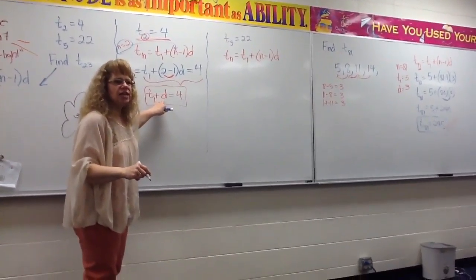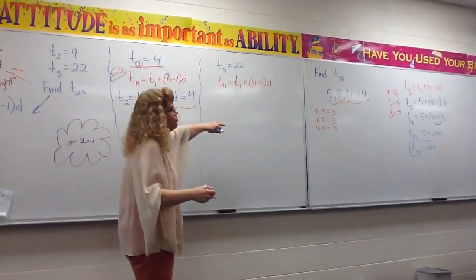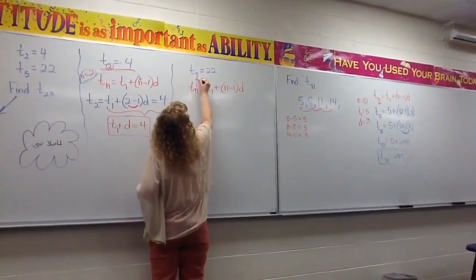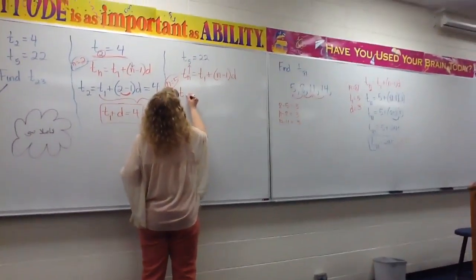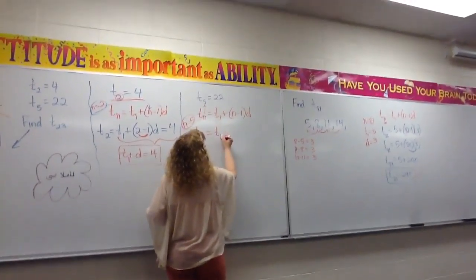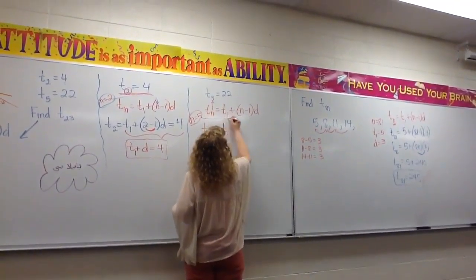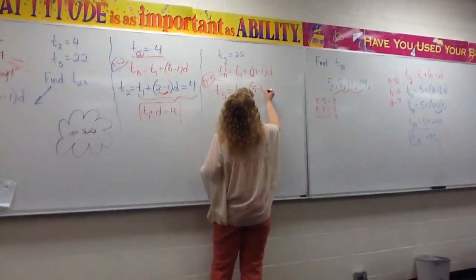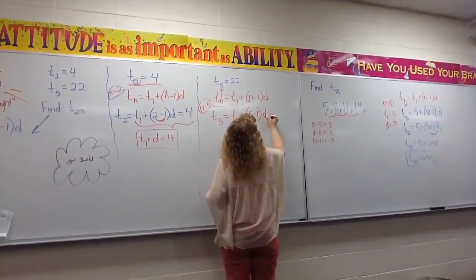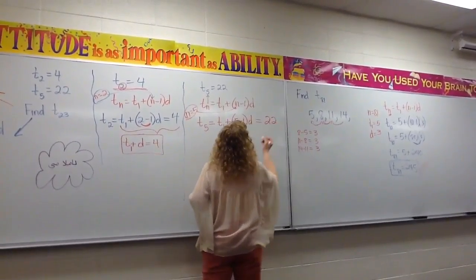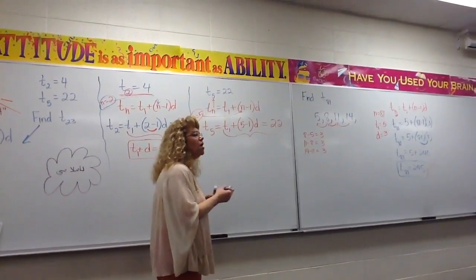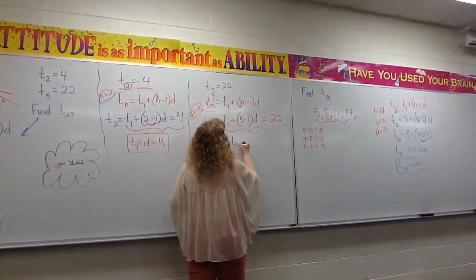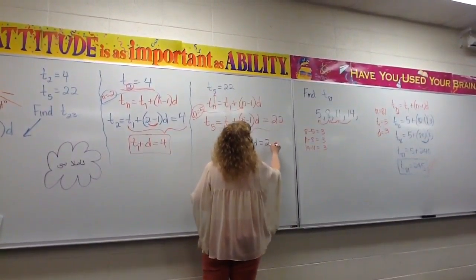That by itself isn't going to give us much, but we're going to do the same thing over here, only now what's my n for this one? N is 5, right? So T5 equals, I don't know what this is, but I do know that n is 5. I'm going to plug it in there. 5 take away 1. I don't know what D is, but I do know that all of this has to equal 22. And again, that's the part that I'm going to use. T1 plus 4D equals 22.